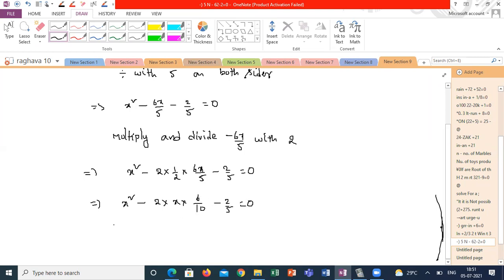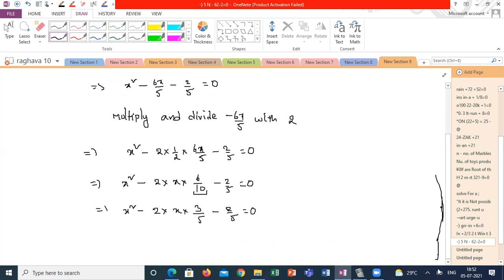6 by 10 can be modified because we have to reduce the numbers. So I will get x square minus 2 into x into, you can modify this number but don't multiply with any other numbers, it should be in the form of 2 into x into something, this can be written as 3 by 5 minus 2 by 5 is equal to 0.